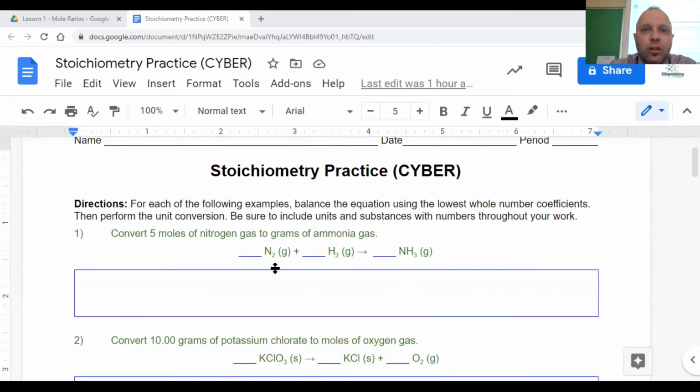Okay, let's take a look at some of these homework problems. So we're going to go over problems 1, 2, and 3 together, and then you're going to finish the remaining problems for homework. Taking a look at problem number 1.